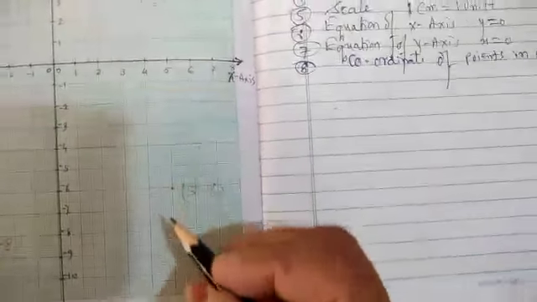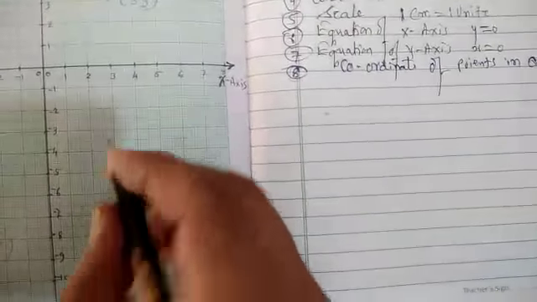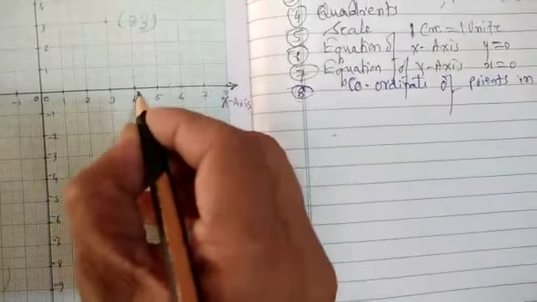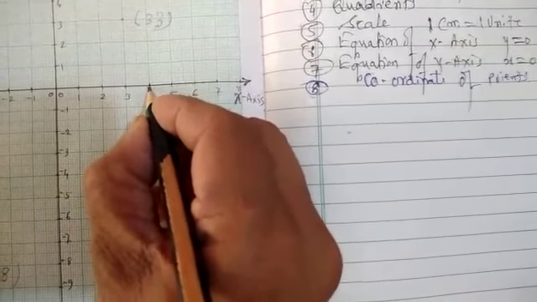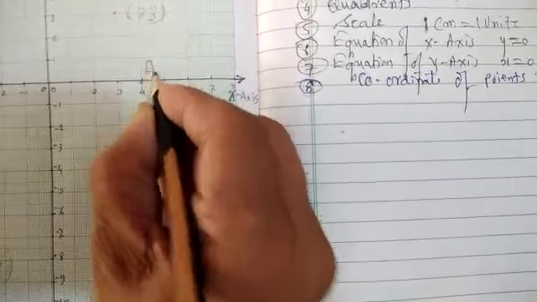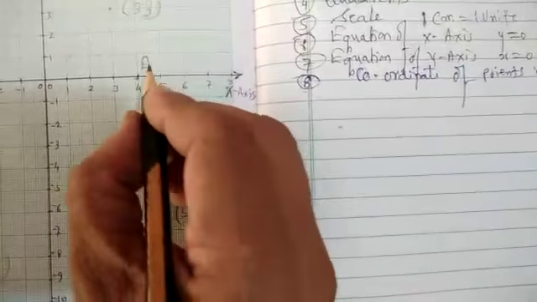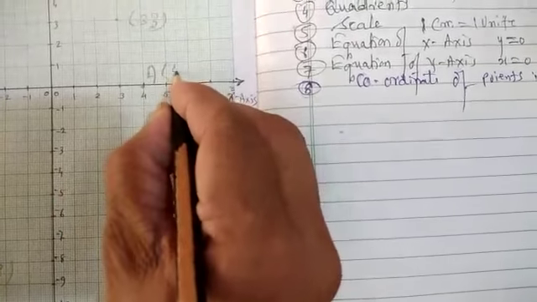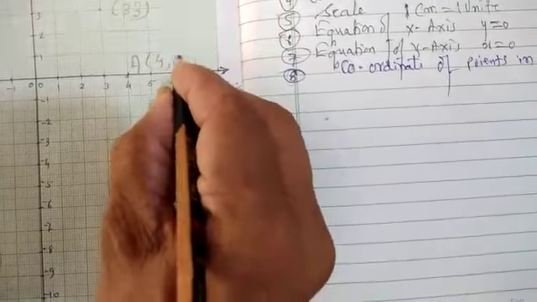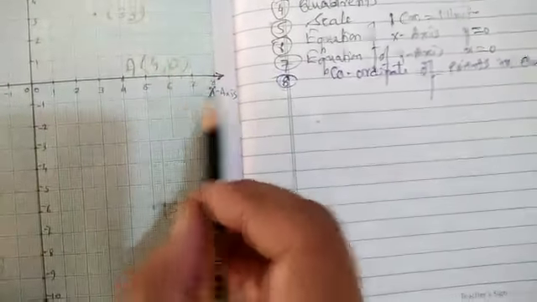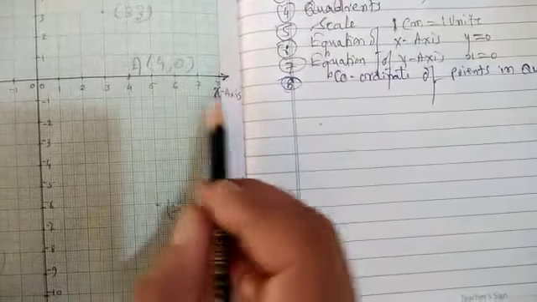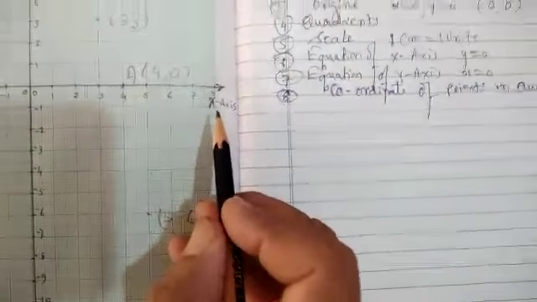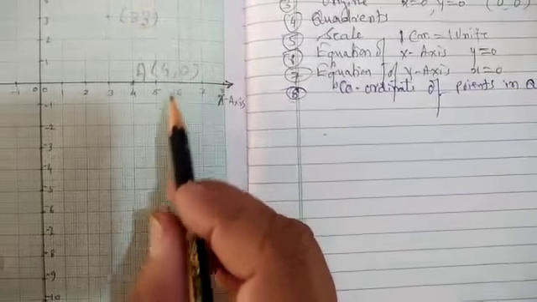These are the points. Suppose any point A is present here on the x-axis, what is its x coordinate? This is 4. So 4 comma 0. Whenever the point is situated on the x-axis, keep the y coordinate as 0.